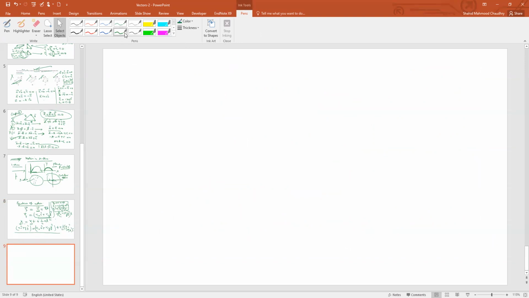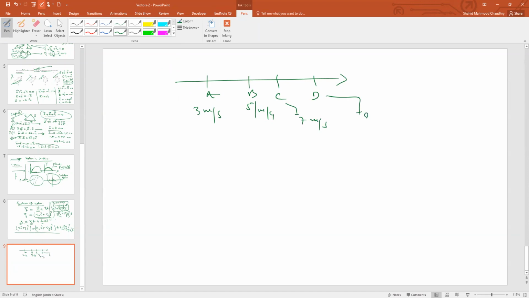The second thing which I want to discuss is this. Suppose a body is moving in a straight line, at points A, B, C, D. Suppose at point A, its velocity is 3 meters per second. At point B, its velocity is 5 meters per second. At point C, suppose 7 meters per second. Here at D, its velocity is 9 meters per second. So you can say that the velocity of the body is increasing. It means the velocity is changing. So you know that acceleration is change in velocity over time.